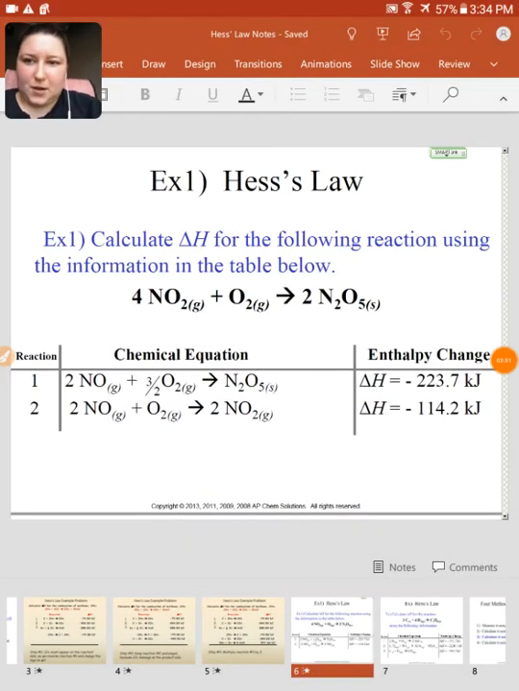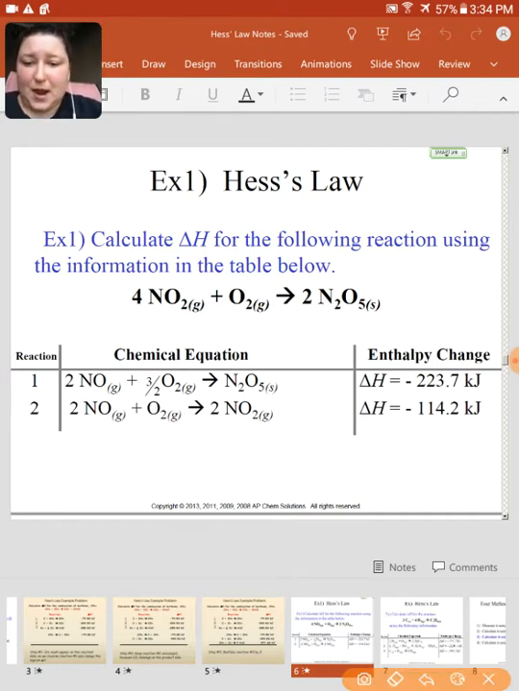Alright, so now we're going into another example problem. I do not have a calculator on me, so we're going to do this in more of a logistical sense. It says, example number 1, calculate delta H for the following reaction using the information in the table below. So our reaction is 4NO2 plus O2 yields 2N2O5.